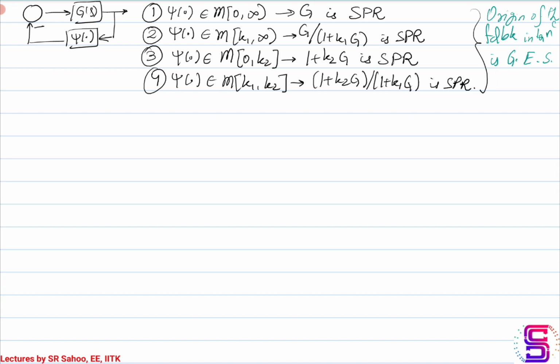Now, if we plot the Nyquist plot of G, then from the sketch of the Nyquist plot of G, can we conclude whether the transfer function G will be such that, depending on the sector non-linearity, the feedback interconnection is going to have an exponentially stable origin or not? For that, we'll first start with the case when the memoryless non-linearity is in the k1, k2 sector.